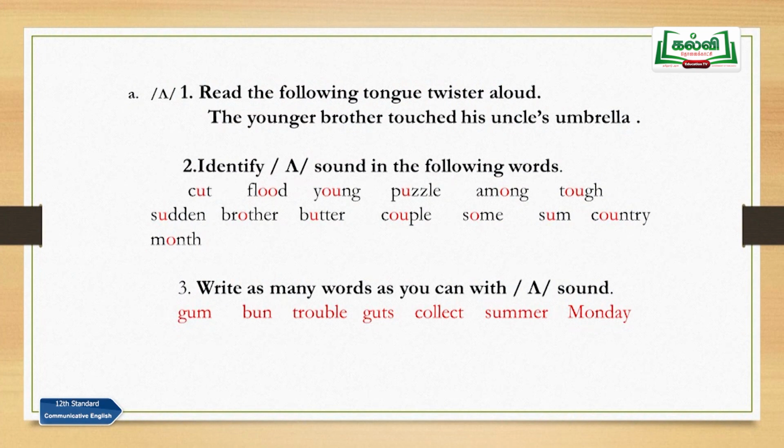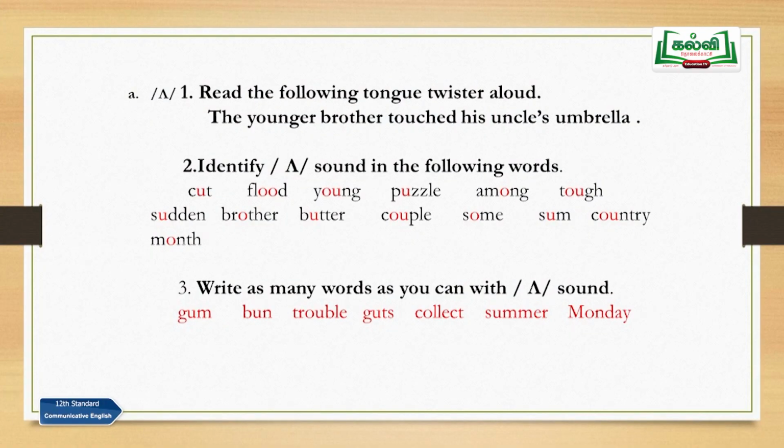Now we focus on this sound. Identify the sound in the following words. The first word is C-U-T. How do you read it? Cut. So that U gives you the sound. The next word is flood, F-L-O-O-D. Even though you've got two O's there, you get the short vowel. Flood. You don't say fluid. Similarly, P-U-T is put, but C-U-T is cut. Remember all these. Then young, Y-O-U-N-G. Young. That O-U gives you the sound.